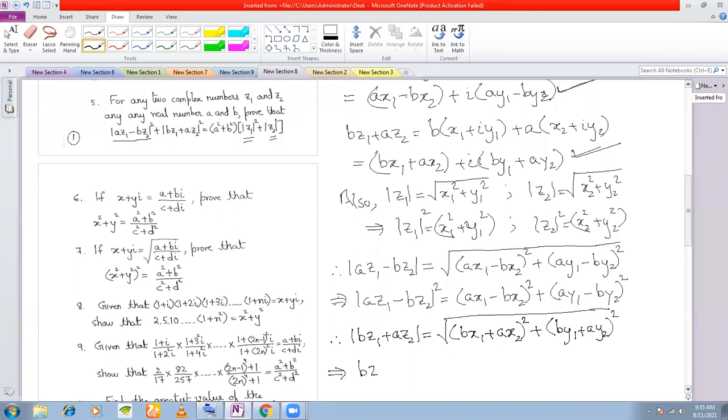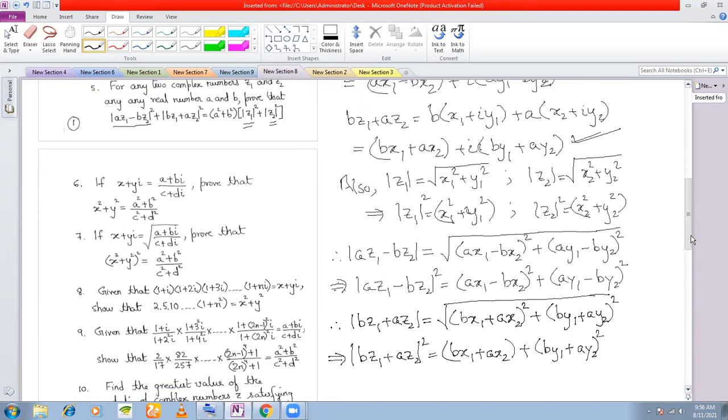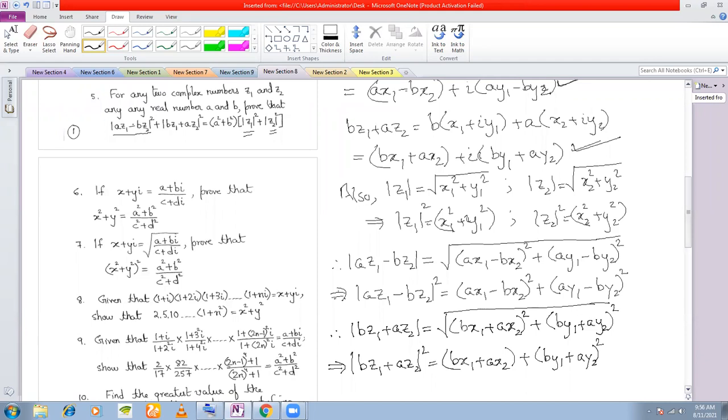you are going to get mod of bz1 plus az2 square is equal to (bx1 plus ax2) square plus (by1 plus ay2) square. So now on the left hand side, what do you see? You see this mod of this square plus mod of this square.